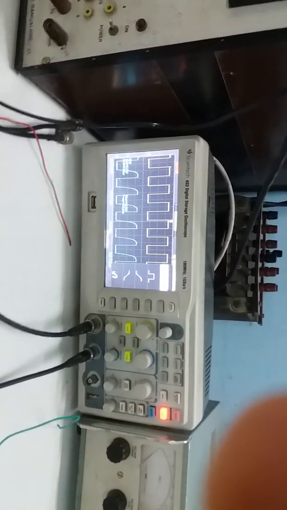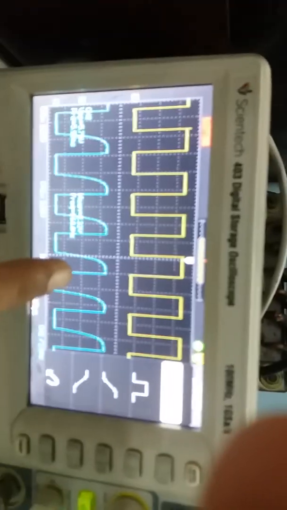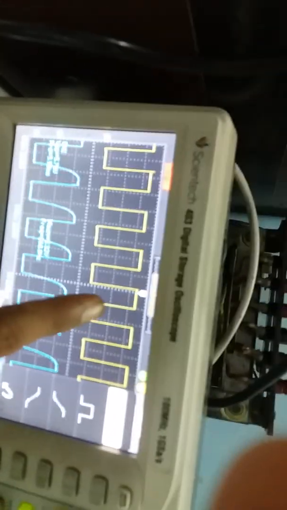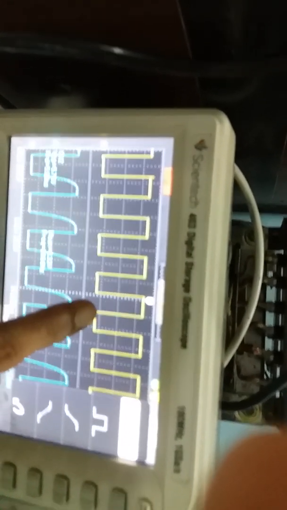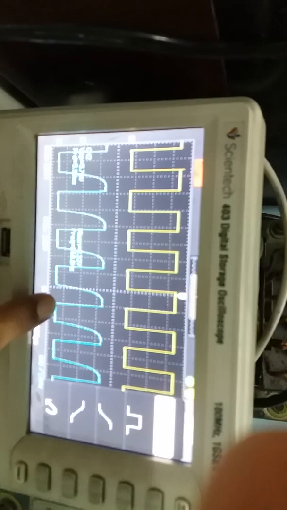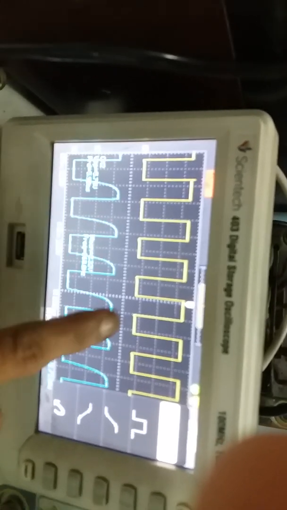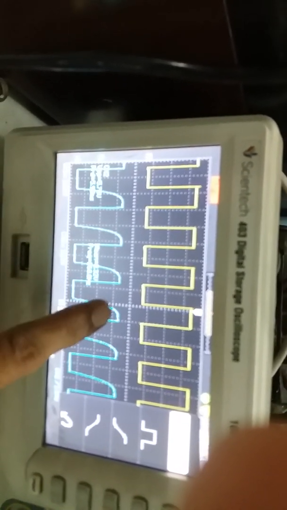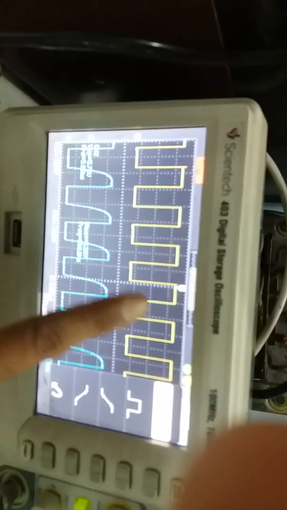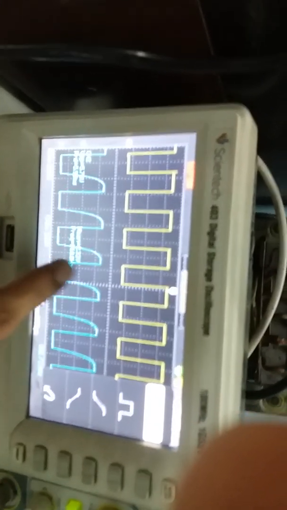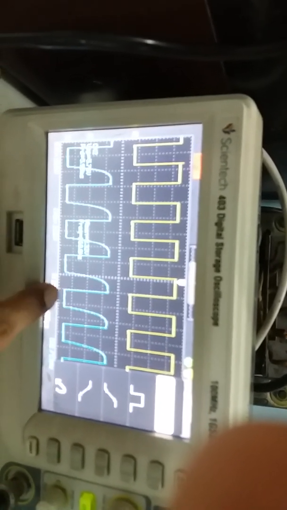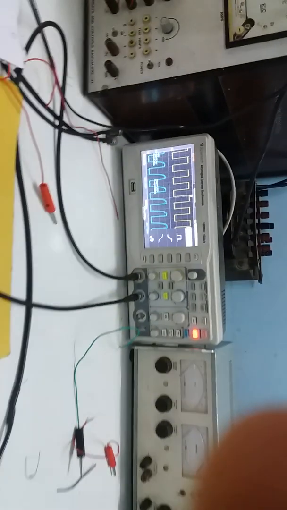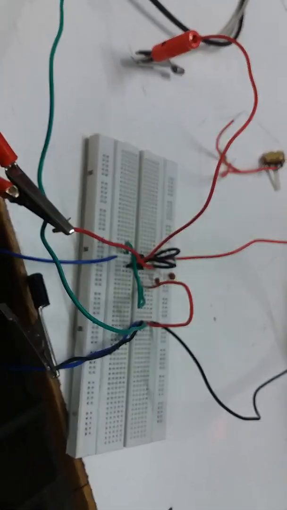You can see the on time here. During the on time period, the capacitor gets charged. During the off time period, the capacitor immediately discharges. This is the capacitor voltage across the channel, and this is the output of the channel. The capacitor charges, and once the off period comes, it discharges. You can also see the circuit connections.